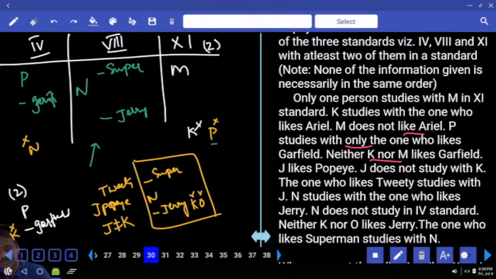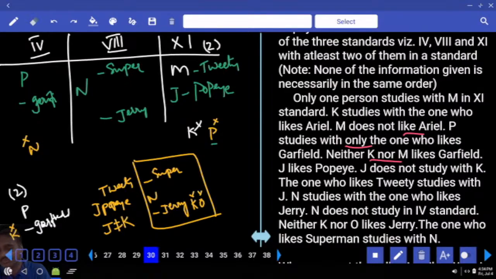Now J, Poppy is not possible. Hence J cannot be here. As J cannot be here, where should this J be? J must be here. Now J is here, Poppy is here. The next one: Tweety and Poppy must be together. Hence this must be Tweety.